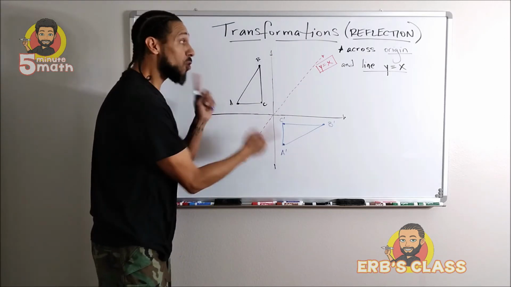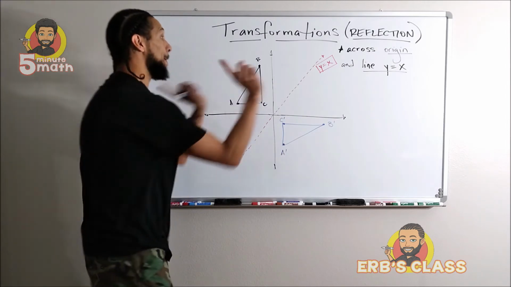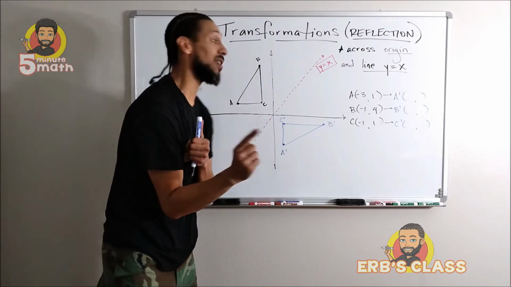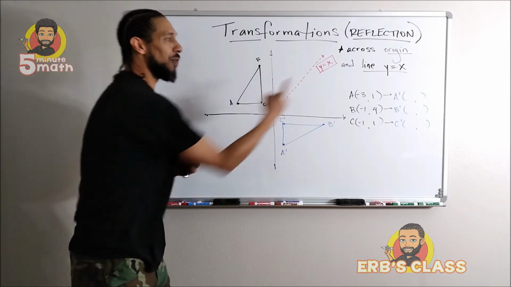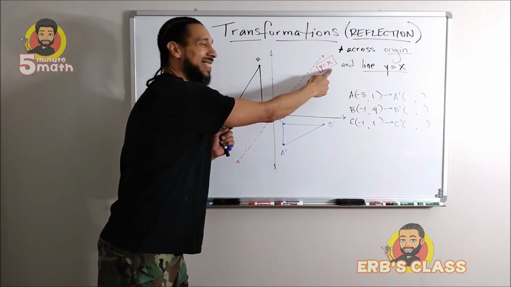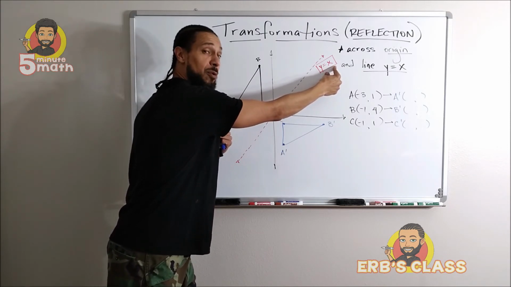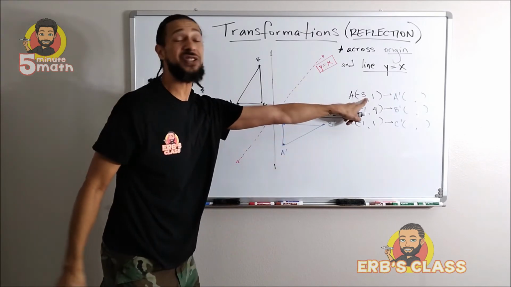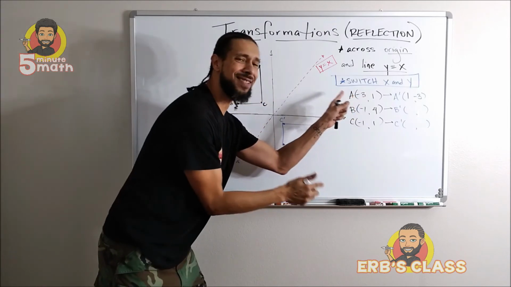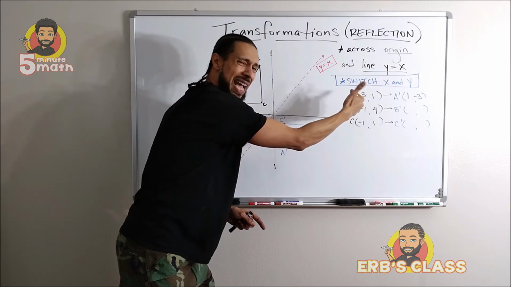Okay, now you can also do this without a graph. Let's give some coordinates to A, B, and C, and I'll show you what I mean. If you're given coordinates, there's a real quick and easy way to do this without using a graph. So these are my original points for A, B, and C. And to reflect them across y equals x, this is pretty big that it says that y equals x. If those two are equal, then that means they're interchangeable. So what I can do is just take this x and y and switch them. Just like that.